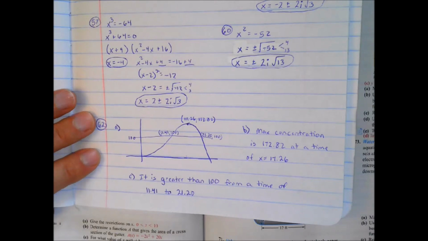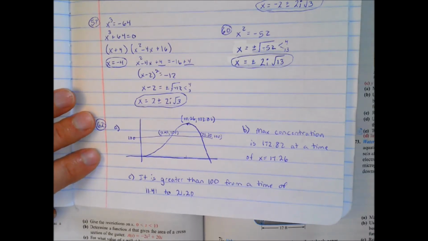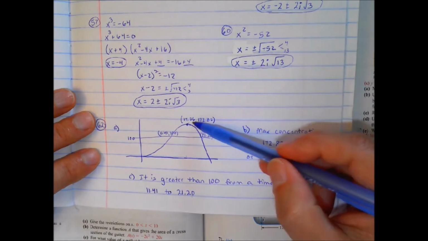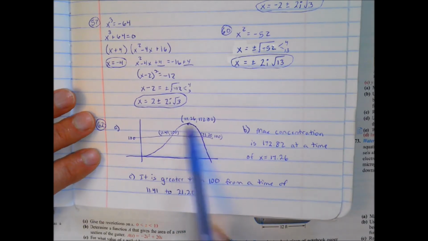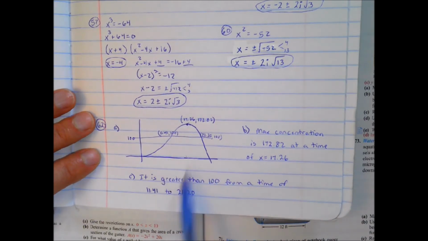Number 62 we did with Desmos there, but there's the graph. And our vertex here, the max concentration is that at that time. And it's above 100 from that time to that time.